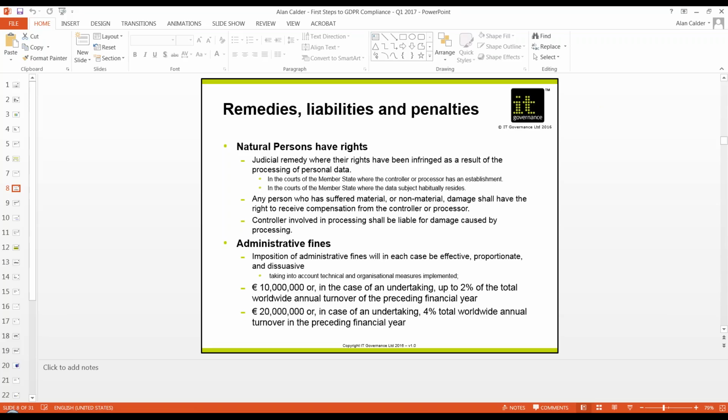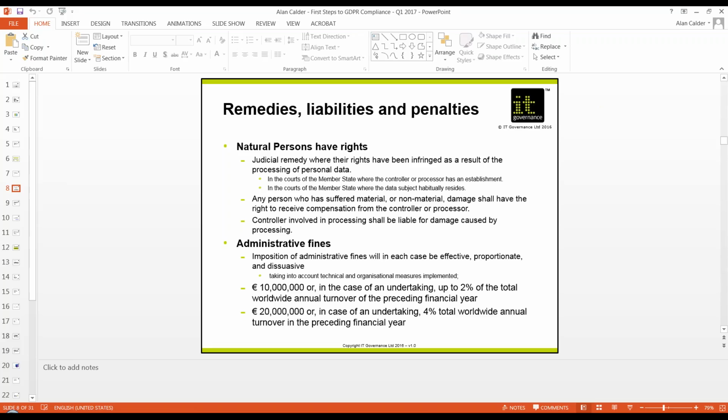Bear in mind that there is no ceiling to the compensation which they can get if they're successful in the action that they bring, and bear in mind that there are some 400 million people in the European Union. The possibility of somebody bringing an action because they're aggrieved or irritated shouldn't be that far away from how most organizations think about data protection in future.